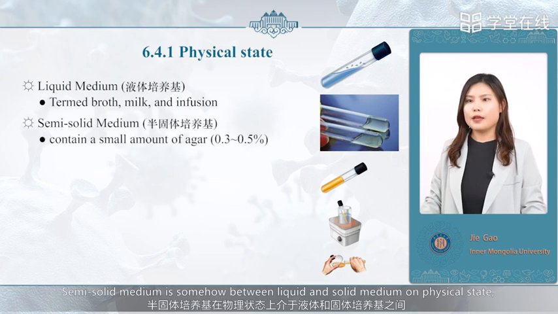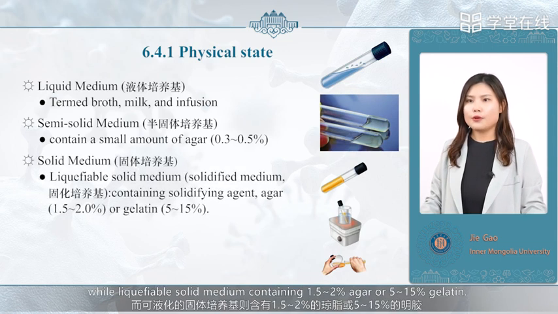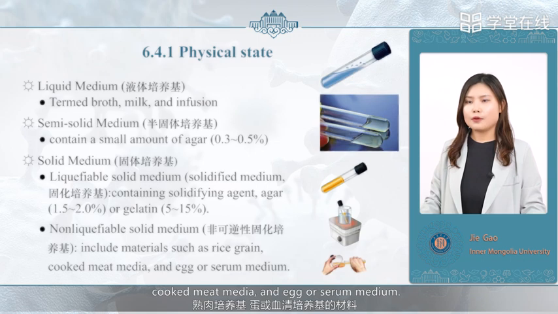Semi-solid medium is somewhere between liquid and solid medium in physical state, containing about 0.3 to 0.5% of agar, while liquefiable solid medium contains 1.5 to 2% agar or 5 to 15% gelatin. Non-liquefiable solid medium includes materials such as rice grain, cooked meat media, and egg or serum media.